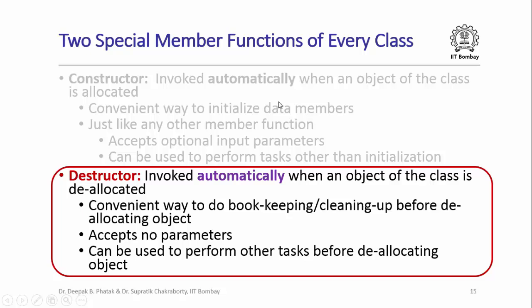Just like constructor functions, there is also another special member function of every class and structure. This is called the destructor function. This is invoked automatically whenever an object of the class is deallocated. And in fact, this is a very convenient way to do some bookkeeping and cleaning up before you deallocate an object. A destructor function, by definition, does not accept any parameters, and it can be used to perform other computational tasks as well before deallocating an object.